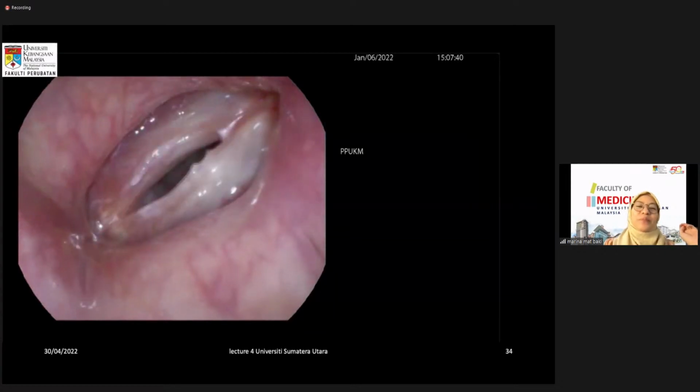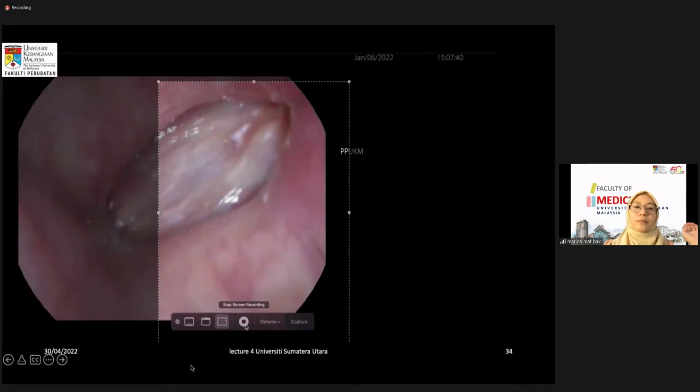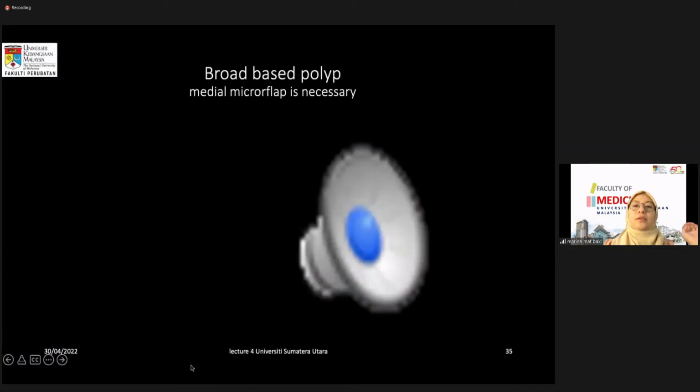through the cable. Okay, so you can see the mucosal wave is symmetrical and there is no non-vibrating segment, and the patient happy with the voice. Okay, so now someone who have this kind of polyp.